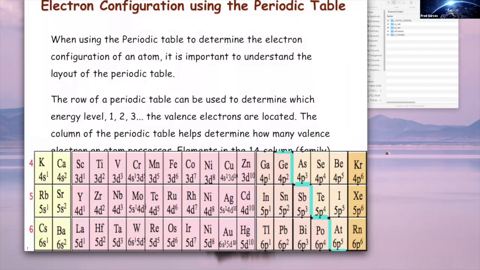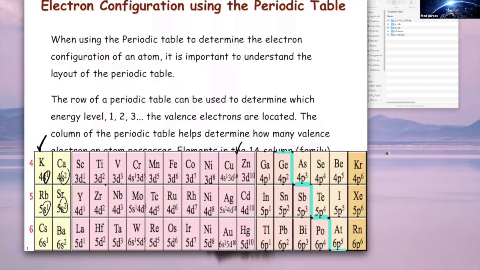This is your periodic table, just the bottom portion. Notice I colored this in yellow. The reason why I colored this in yellow is because the electrons for these elements are all going into the s orbitals. And so I like to call this the S family. Notice that these right here are pink. And the reason why they're pink is because the very last electrons that you place for these elements are all going into the d orbitals.